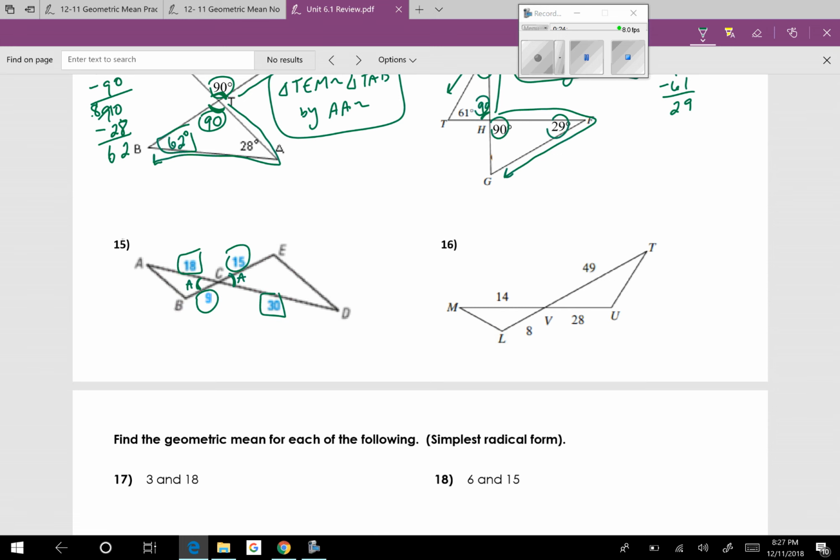So we just set up our proportion here. So 9 to 15 should be equal to 18 to 30. And then look at your cross products. So do 9 times 30, which you should get 270. And then do 18 times 15, and you get 270. So our sides are proportional. The angles in the middle of them are congruent.